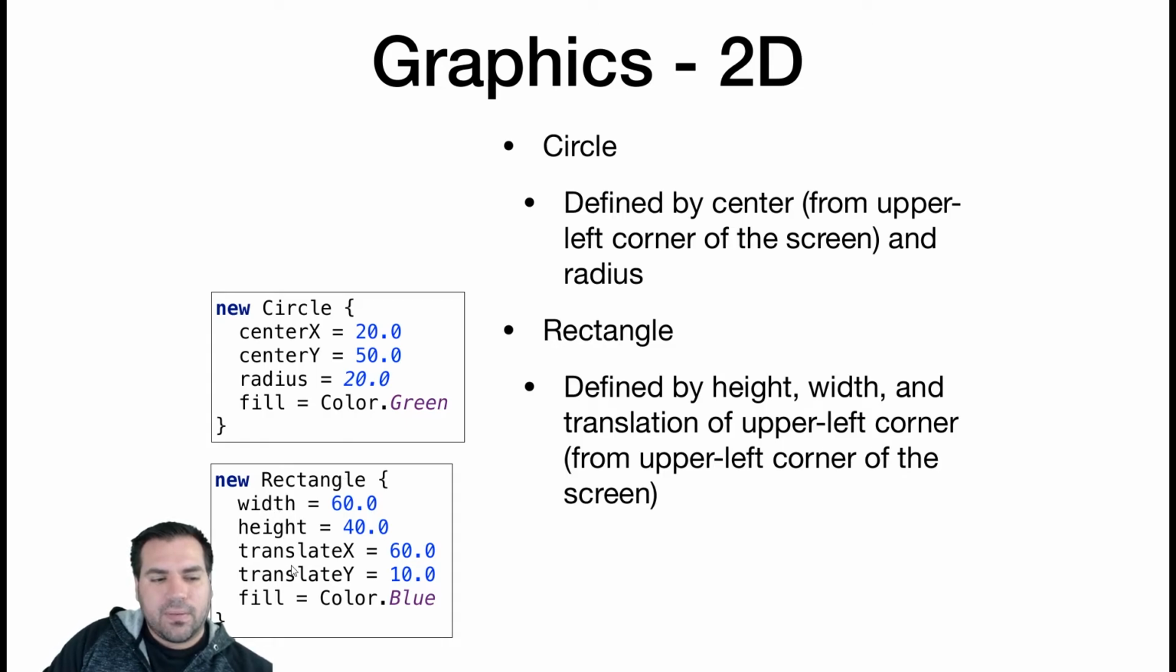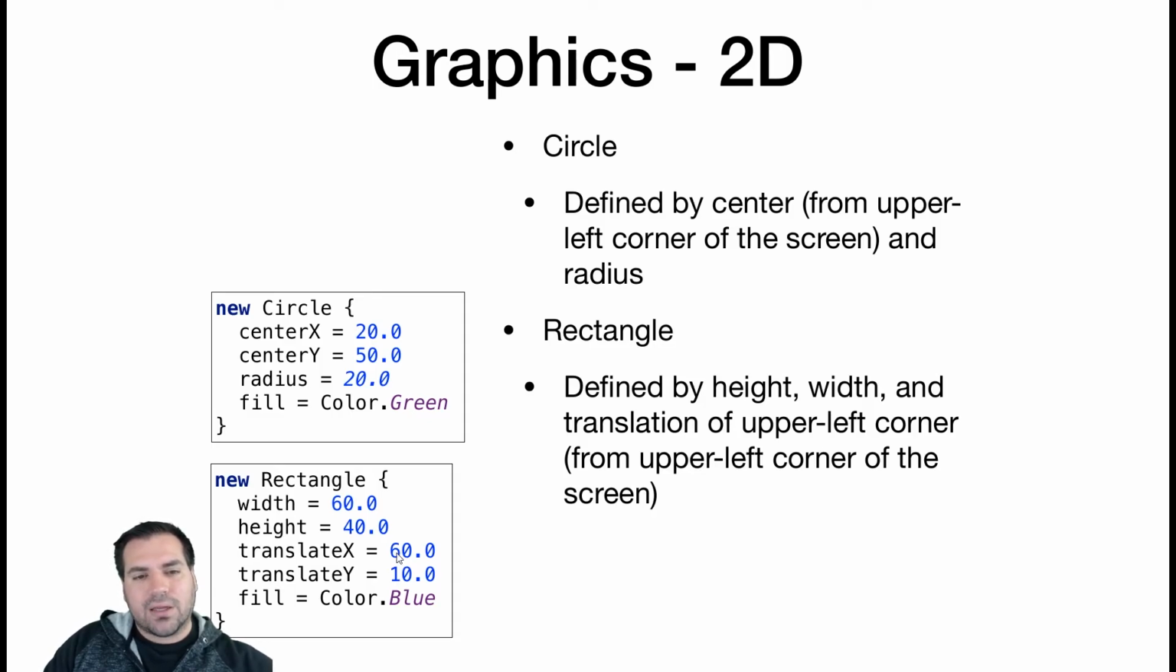Rectangle, a little bit different. We use translate X and Y to set the location of the upper left corner of the rectangle, and then the width and height to control the size of the rectangle. So we start at the upper left corner of our screen. We're going to go, I might as well actually do it, 60 to the right, 10 down, and then draw a 60 by 40 rectangle at that location, with that as the upper left corner of the rectangle. So a little bit different. The location here is the center of the circle. The location here is not the center of the rectangle.